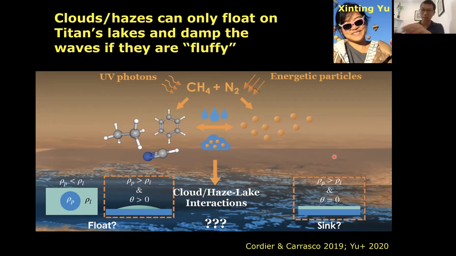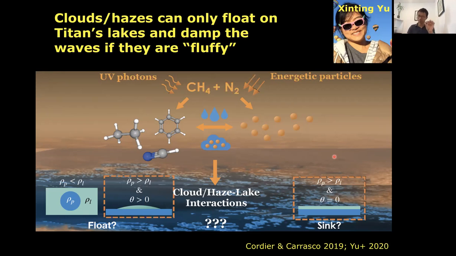My postdoc Xinting is trying to understand the details of this. And what she found out is that if the particles are heavier than the liquid, and the hydrocarbon lake is pretty light, there's no way they can float, because they're pretty wetting with the liquid. The contact angle will very quickly become zero, so they will sink to the bottom of the lake. Only if those particles are actually lighter, with density lower than the liquid, can they float.